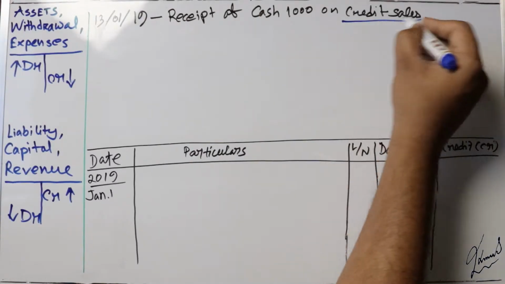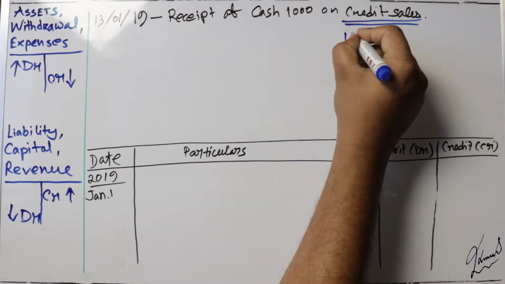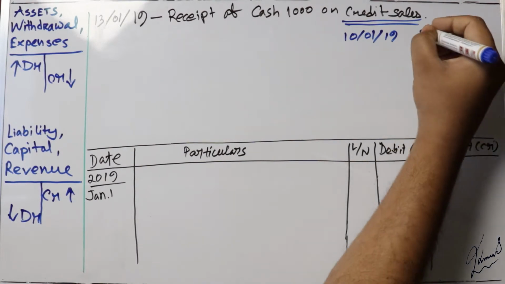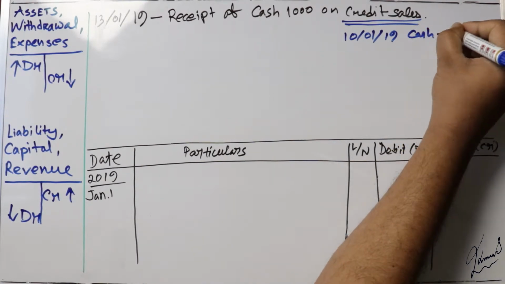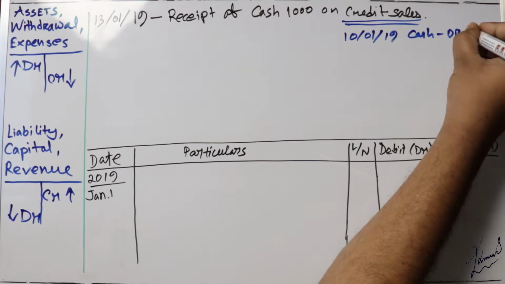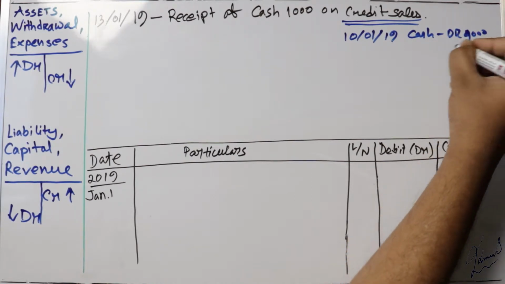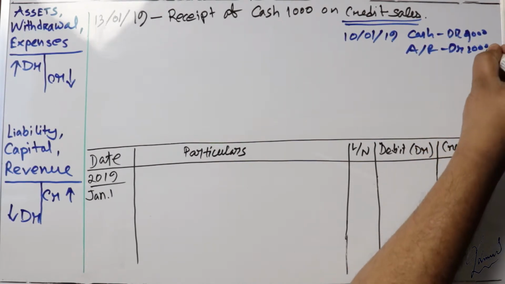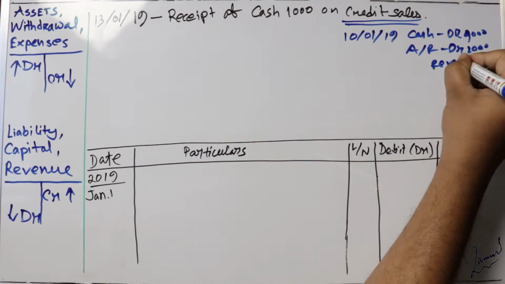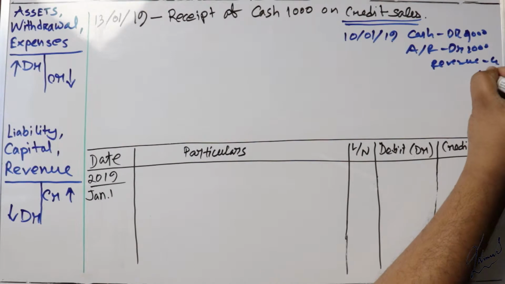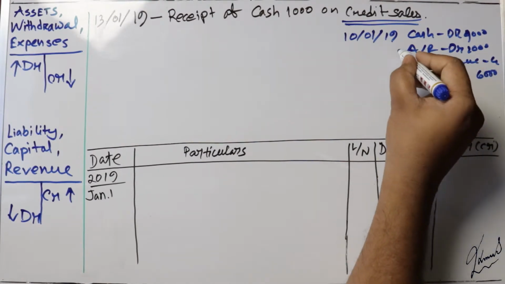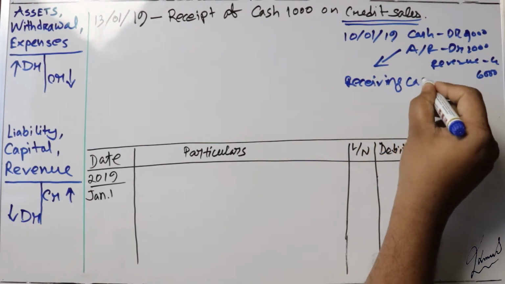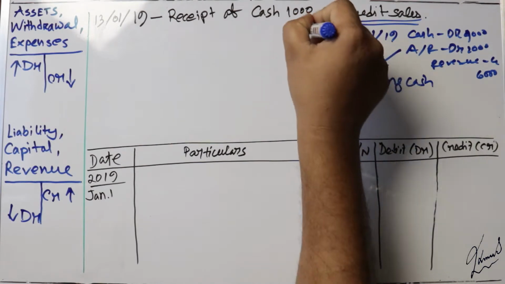So our next transaction is receipt of cash 1000 on credit sales. This credit sale is dated 10th of January and the transaction was cash debit worth 4000. Accounts receivable debit 2000. And revenue or sales credit 4 plus 2, 6000. So earlier we did not receive any cash, so we included accounts receivable. Now we are receiving cash worth 1000.